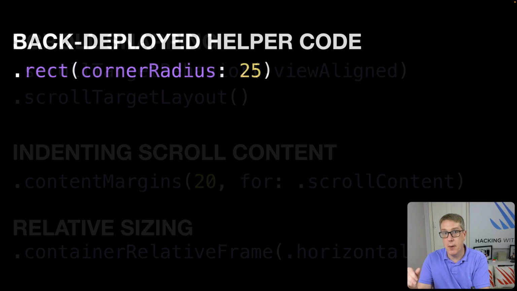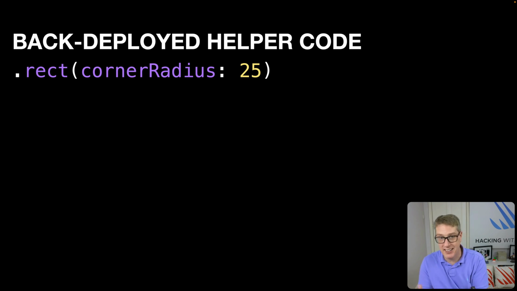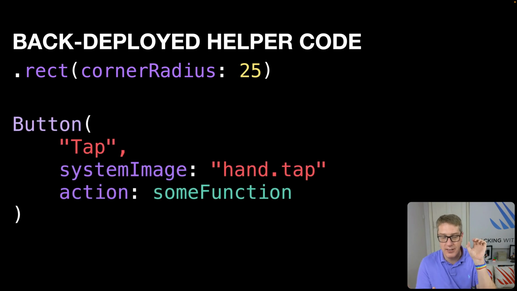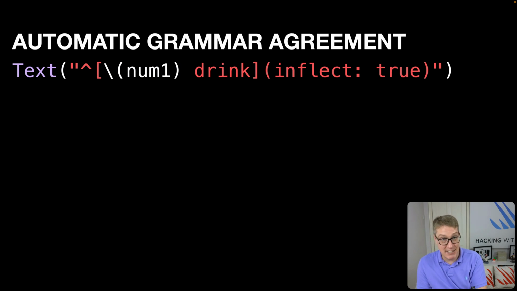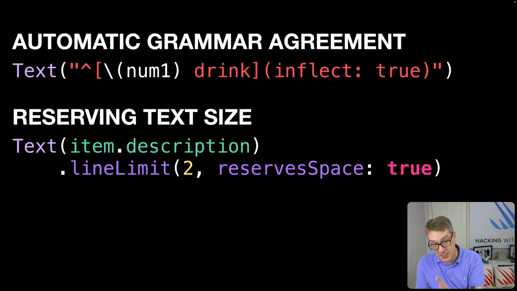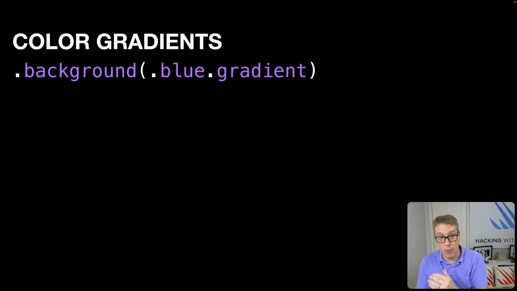We saw the new back deployed helper code. We can say .rect, saving literally seconds every day. And how we can do simpler button code with a title, image, and action right there in the initializer without using a trailing closure. We saw the new automatic grammar agreement. 15, 16, and 17 supported, getting better every release with English, Portuguese, French, Italian, German, and Spanish, EP figs, now being supported. And we saw how to do reservation of text size to say always leave at least, or exactly in this case, 2 lines, even if there's only 1 line of text inside there, to keep a consistent spacing everywhere we went. We saw how to do automatic color gradients, .blue, .gradient.